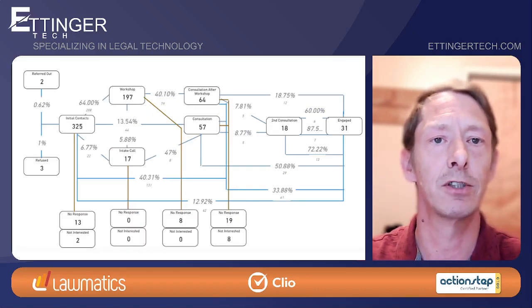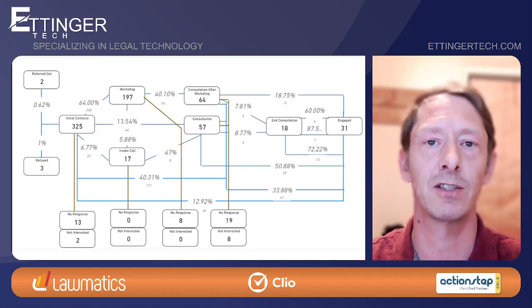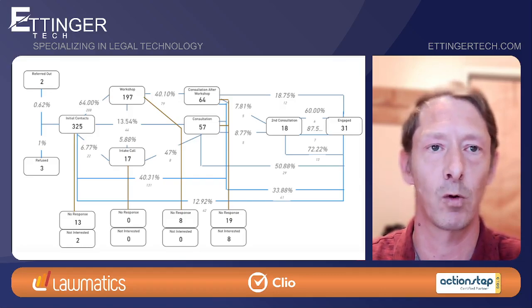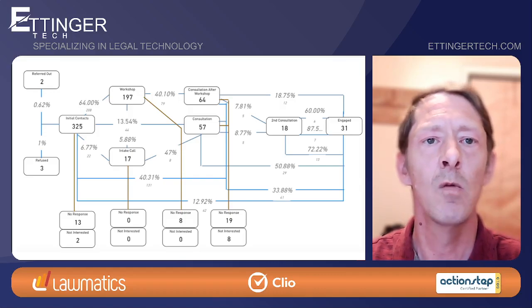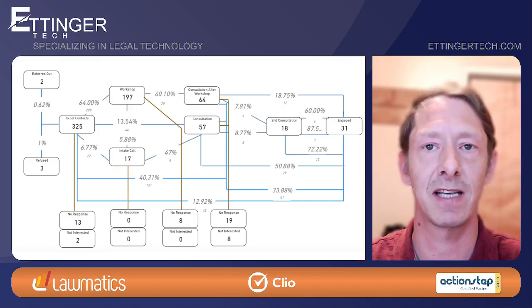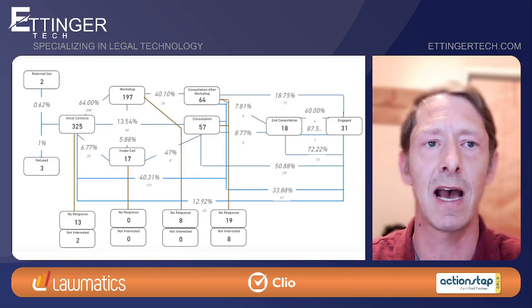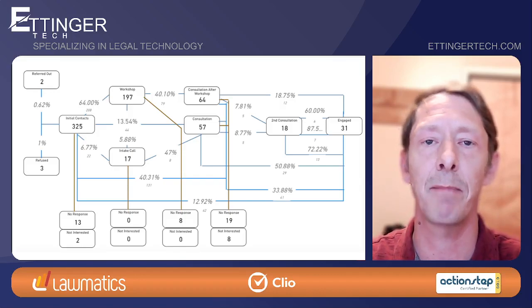So this is a conversion chart that automatically populates. It is our custom report from Actionstep and Lawmatics and soon to be Clio. You can purchase this for your law firm. It's just a tiny piece of the full report, but it's what we want to focus on today. What we see here is every step in an intake process and the various paths to each step. You can see the conversion rate between each step and option.